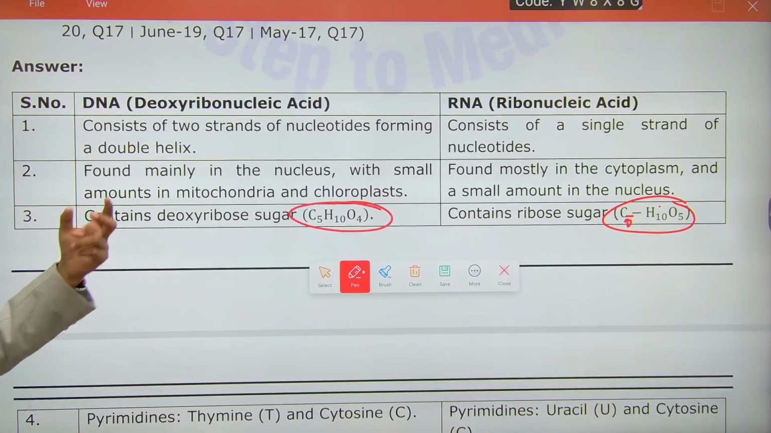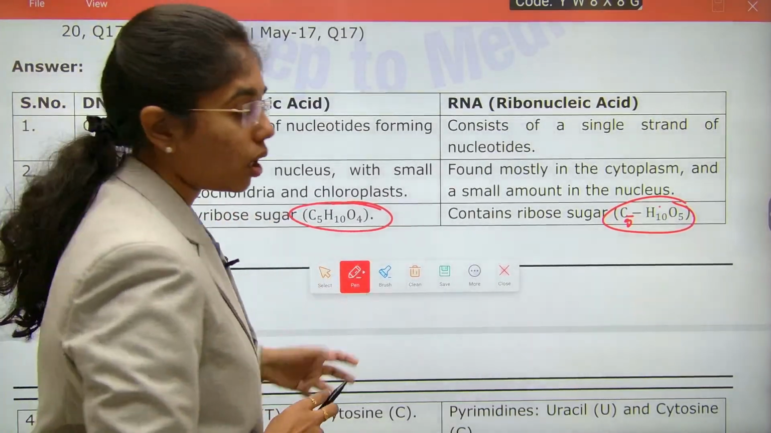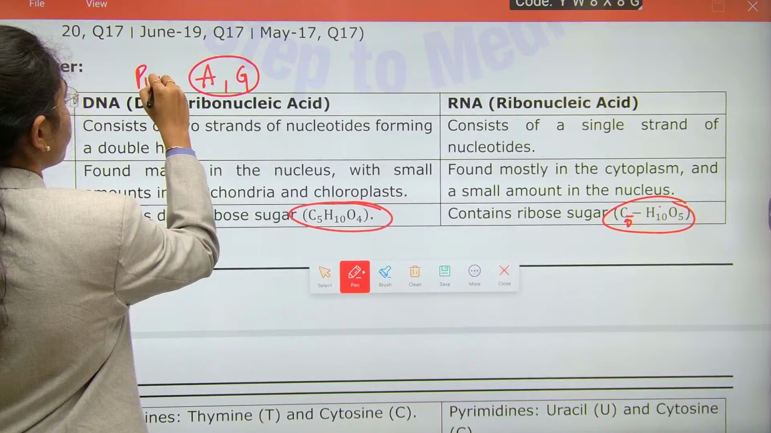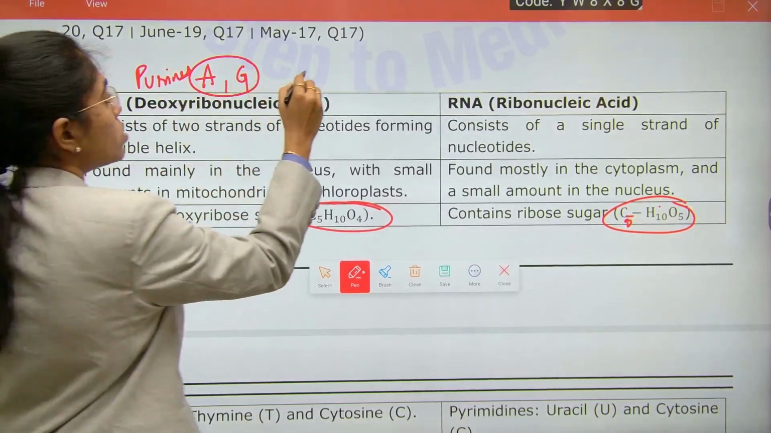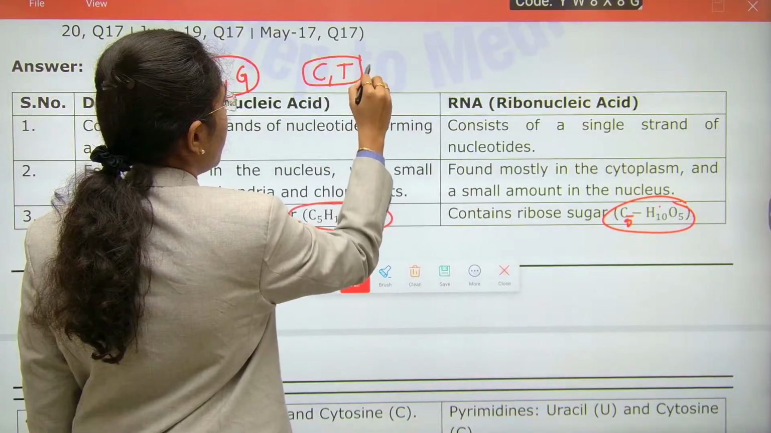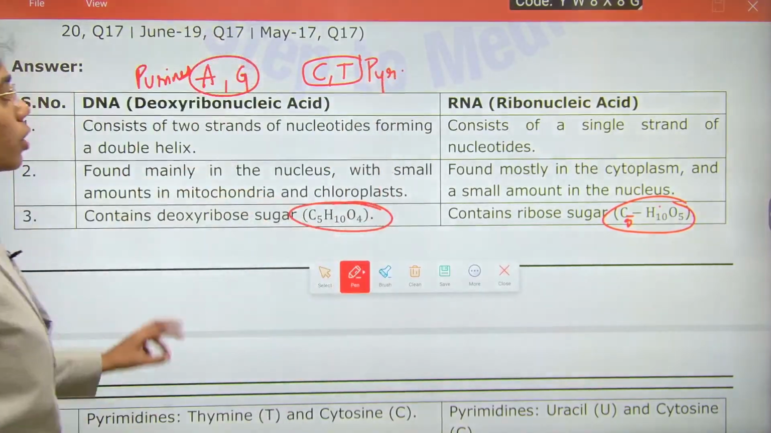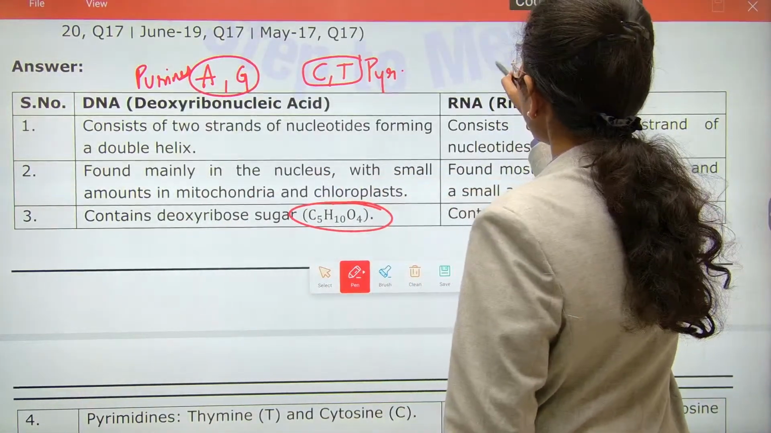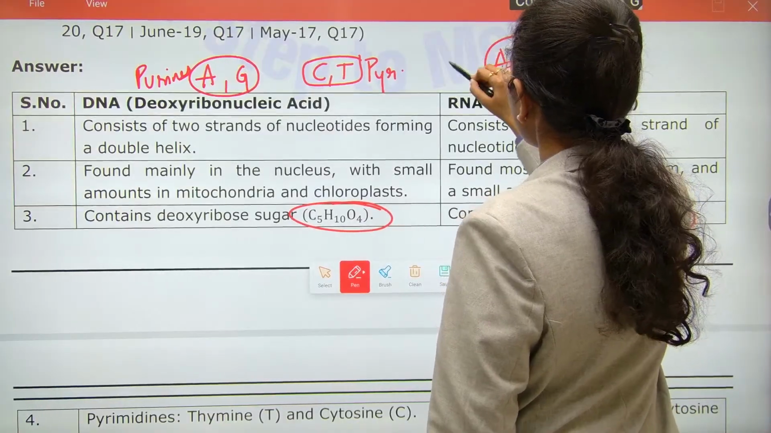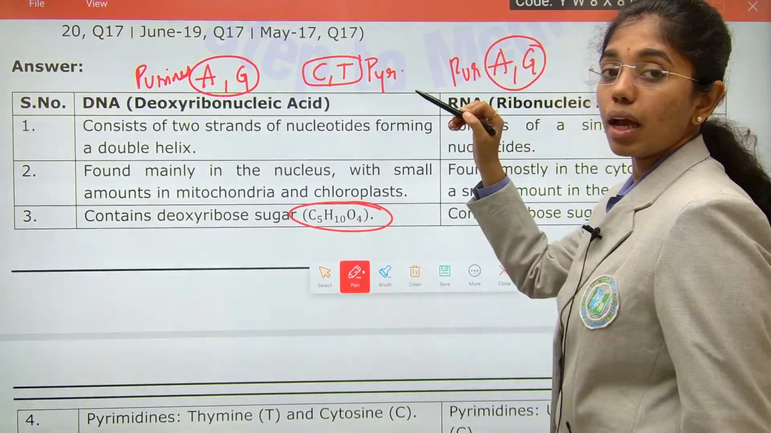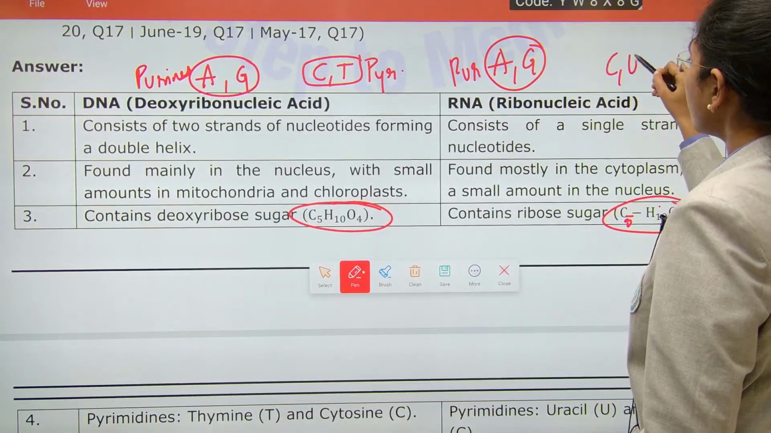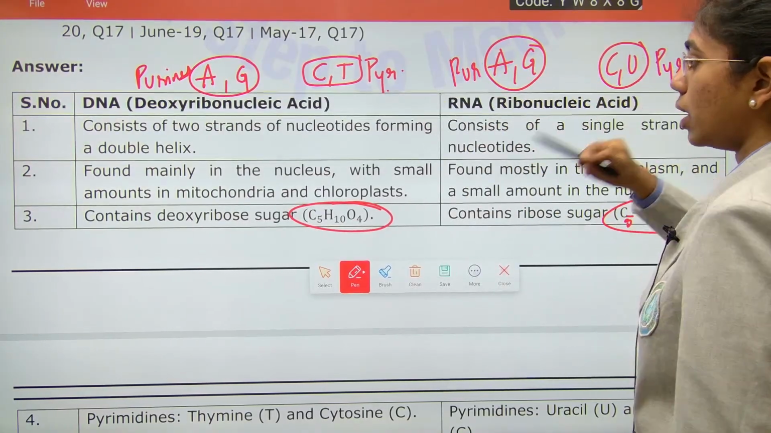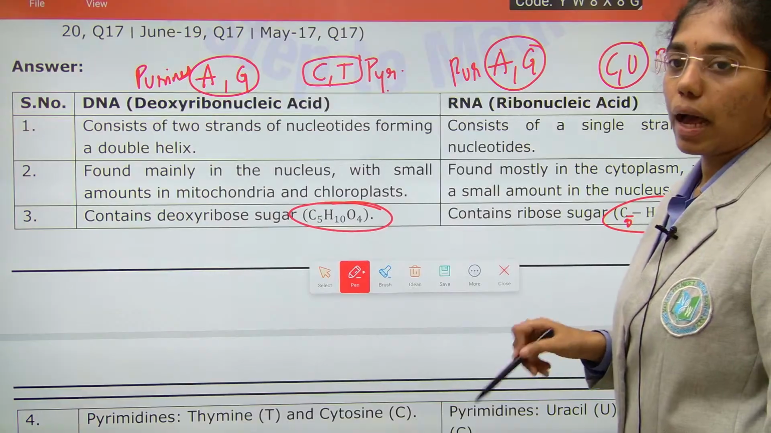Next, the nitrogen bases. DNA includes adenine and guanine, which are the purines, and cytosine and thymine, which are the pyrimidines. Very important. Two purines and two pyrimidines are present. In RNA, adenine and guanine are the purines, whereas cytosine and uracil are the pyrimidines present in the RNA. These are the purines and pyrimidines in the DNA. These are the purines and pyrimidines in the RNA.